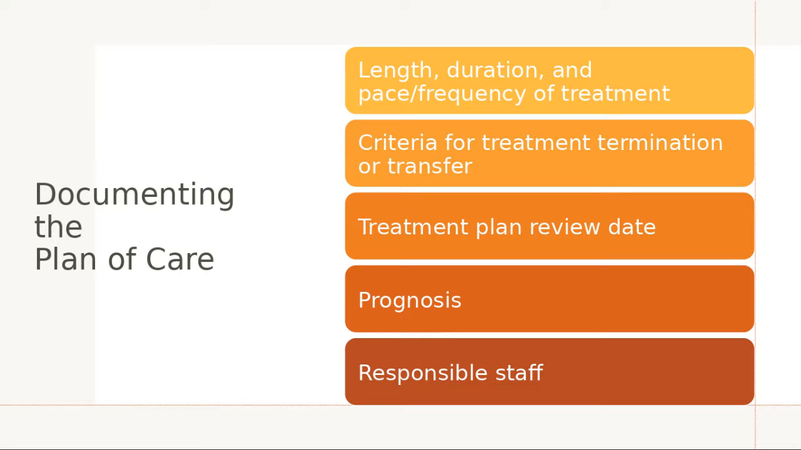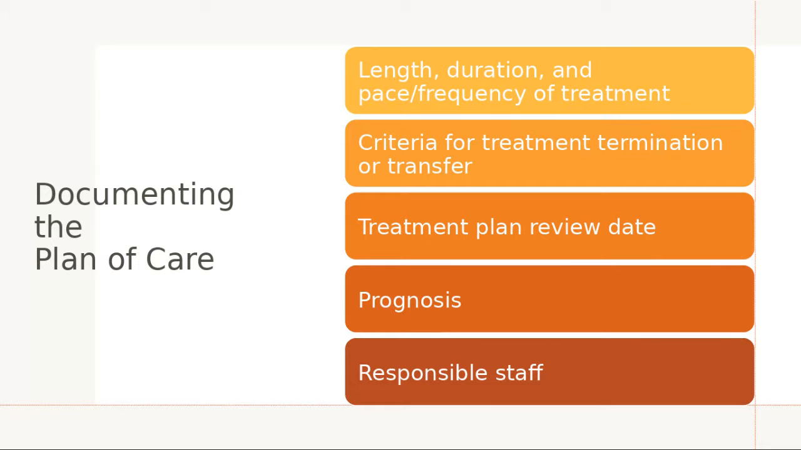Then you want to identify the criteria for treatment termination or transfer. So at what point would you know that it's time to terminate treatment? That could be because the client is not progressing. It could be because the client has reached all of their stated goals. So how do you determine when it's time for termination? And how do you determine that it's time to transfer the client to another helper who may be better suited to work with them? You'll also identify a treatment plan review date.